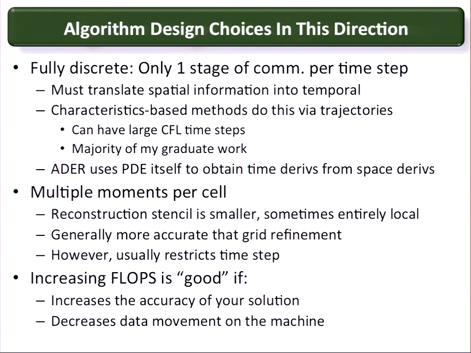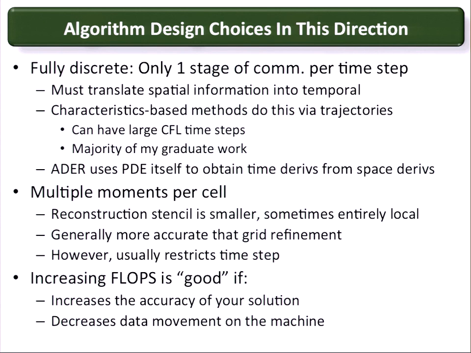So design choices you can make in this direction from the algorithmic point of view. You want a fully discrete method. That means you only have one stage of communication per time step, instead of, say, a multi-stage method like Runge-Kutta or an implicit method that has to iterate in order to get the solution in time. And to do a fully discrete method, we have to translate spatial information into temporal information. And what I mean by this is a characteristics-based method where you compute Riemann invariants and you track them over a trajectory. The trajectory is where you translate spatial into temporal.